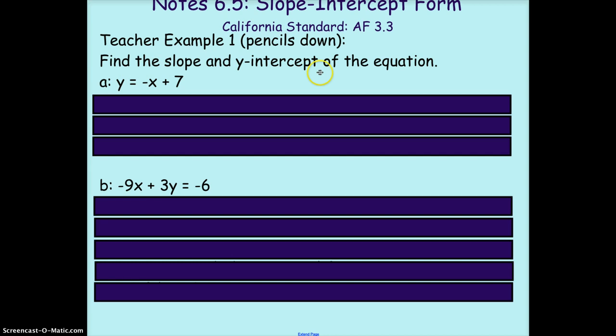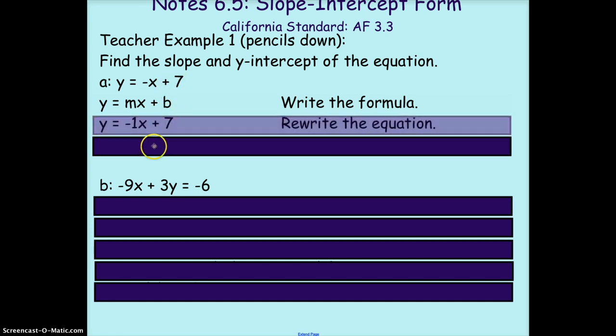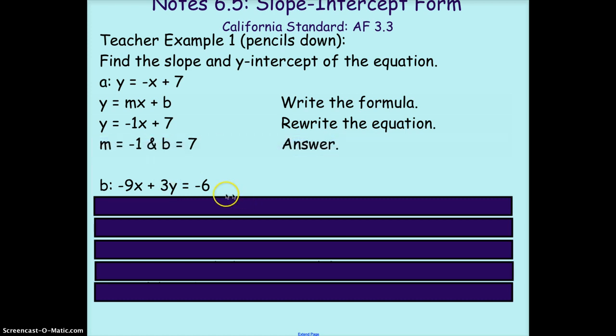So it asks us to find the slope and the y-intercept of the equation. Now remember, if I don't have a number here, I can write a 1 in front of the x. The m, or the slope, is the number that's in front of the x. So that would be -1. And the b is the number at the end after the addition sign. You may have to skip change so that you get an addition sign. So m, the slope, is -1. B, the y-intercept, is 7.